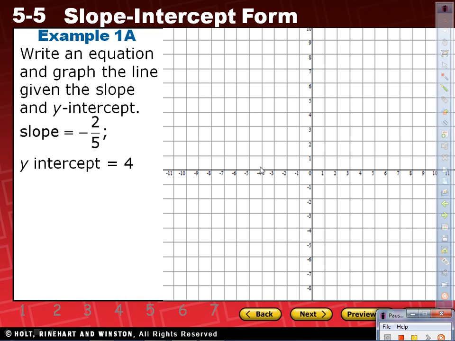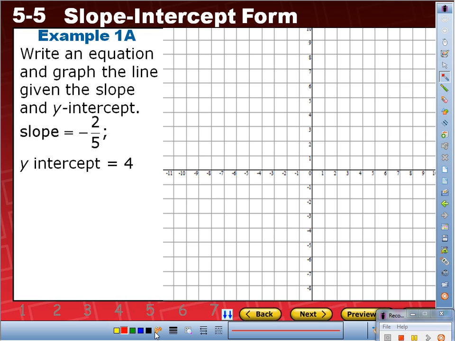Okay. In this problem, they're asking us to do 2 things. Number 1, write an equation, and number 2, graph the line of the given equation. And they give you the slope and the y-intercept. Check this out. First, I'm going to write an equation. Simplest thing is to do this. I'm going to write my form. Y equals mx plus b.